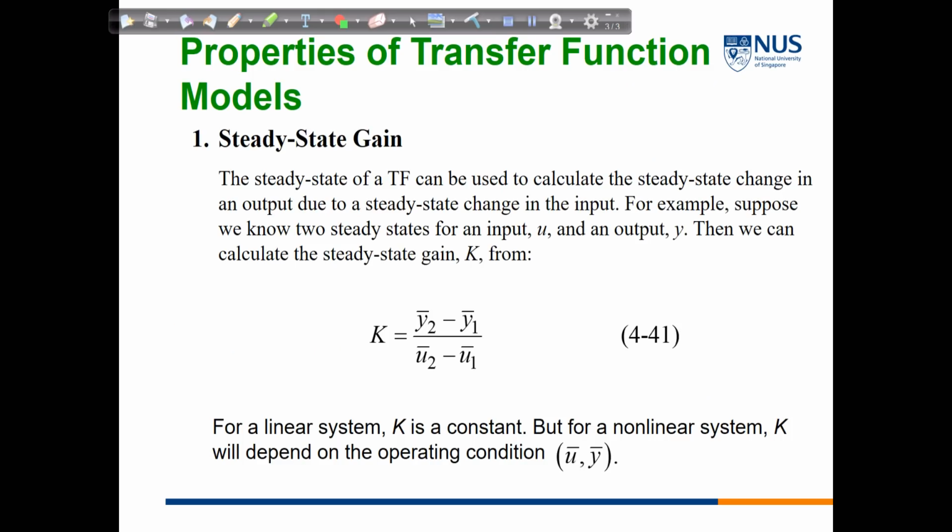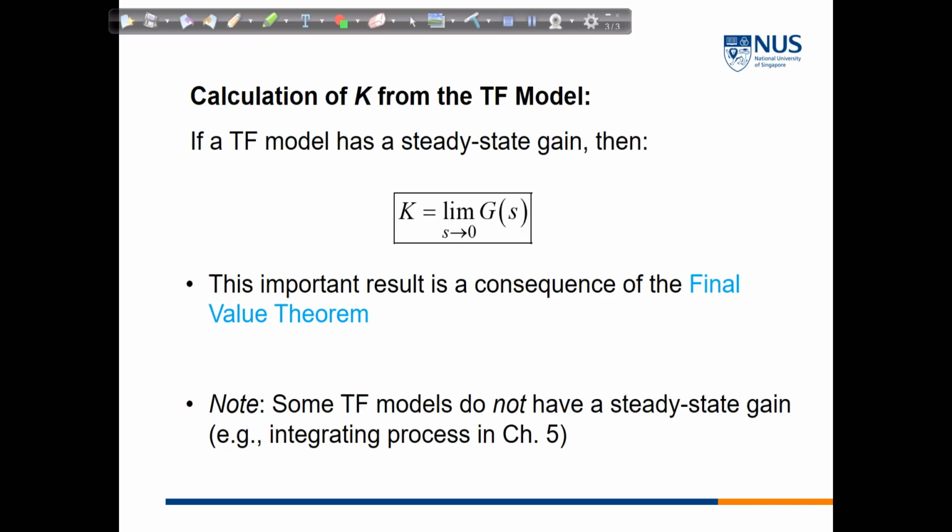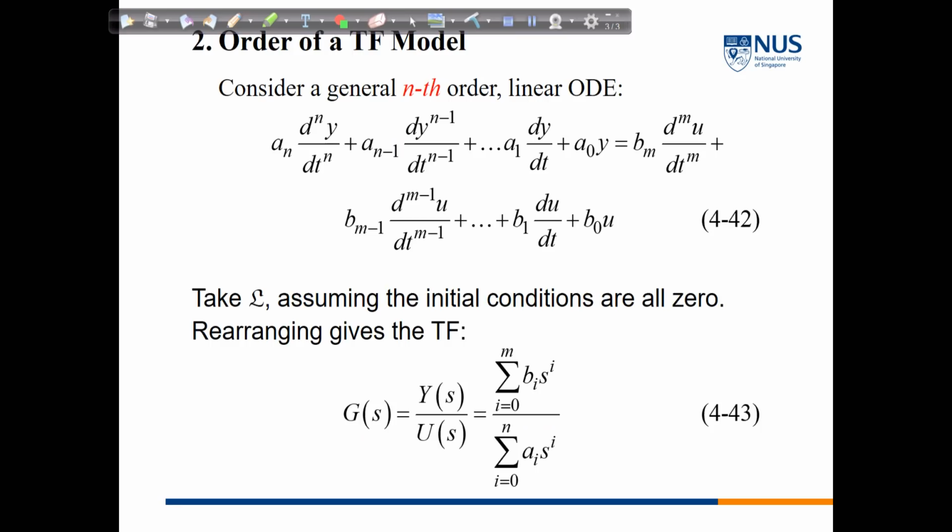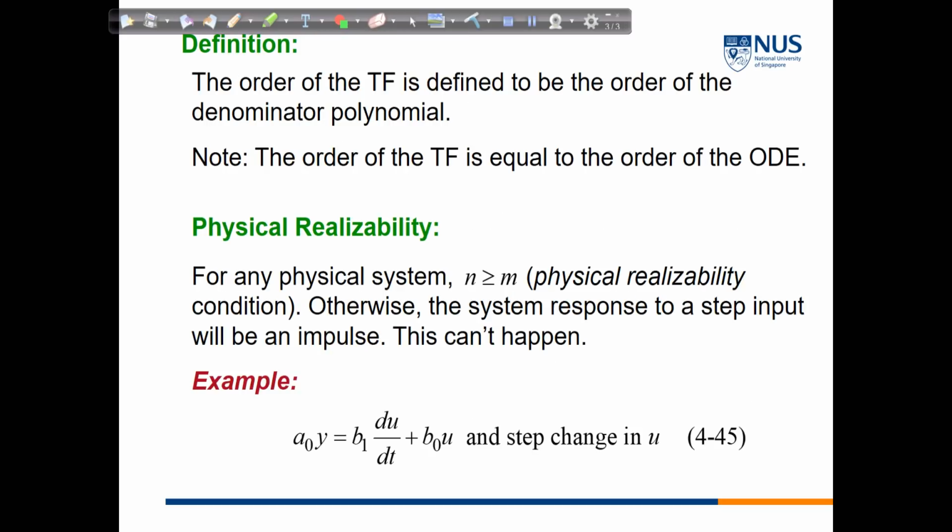And we also talk about some properties of transfer function models, including firstly the steady state gain. So this is defined here as K, a constant for the linear system. And this can be solved using the final value theorem to get the steady state gain. So we define the order of the transfer function model to be the order of the denominator polynomial.